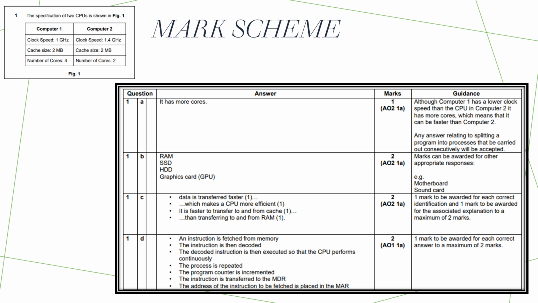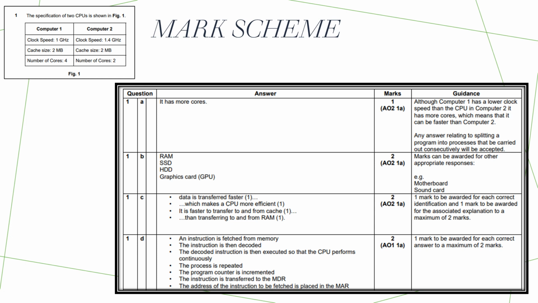So for question 1A, it was basically asking you to compare computer 1 and computer 2 and explain why computer 1 would be faster. Even if you'd never studied computer science in your life, you're just going to look at the numbers and look for where one of them is greater than another. When you have studied computer science, you would know that more cores is obviously going to be much more beneficial to the CPU. So any mention of having more cores, or it has 4 cores instead of 2, or it has double the amount of cores, anything in relation to having more cores would get you the mark.